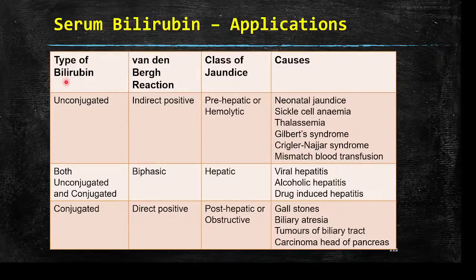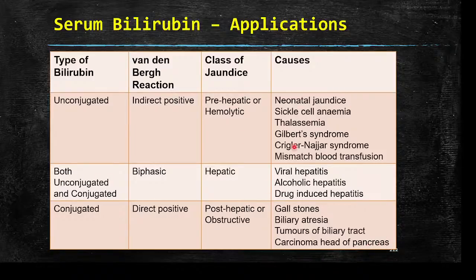So if the circulation contains higher levels of conjugated bilirubin, it gives direct positive results. This class of jaundice is called post-hepatic or obstructive jaundice. This is mainly because of some obstruction in the biliary tract, due to gallstones or biliary atresia or tumor in the biliary tract or carcinoma at the head of the pancreas.